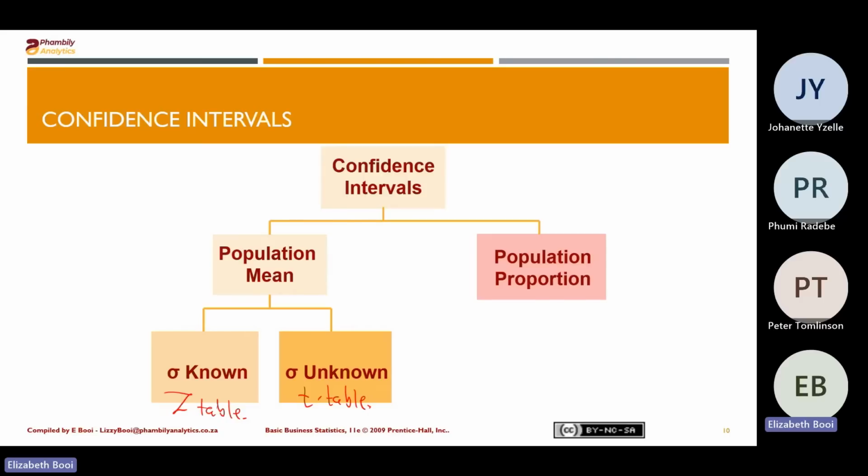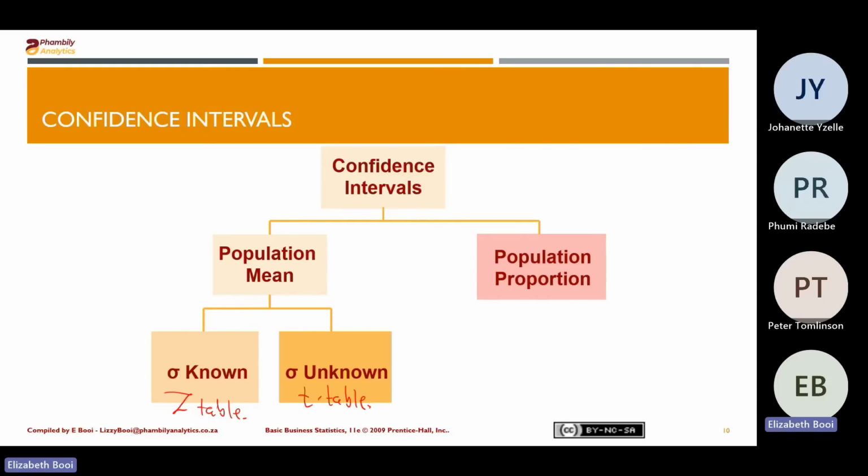So when you're looking at confidence intervals, you're going to ask yourself 2 questions. Did they give me the mean? Then I'm doing the confidence interval for the population mean. Did they give me proportions, percentages? Then I will do it for the population proportion. When I'm doing it for the mean, am I given the population standard deviation? If the answer is no, and they have given you the sample standard deviation, then you're going to use the T table. And that is what we're going to be doing today.